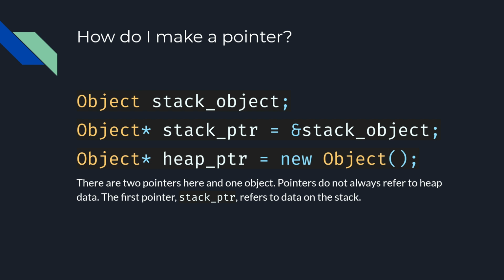So if I create a regular object on the stack here called stack object, I can create a pointer to that stack object by using the address-of operator, which we can see there. That creates a stack pointer. I could also create a heap pointer using the new operator, which you've seen before, I hope. So the important thing to note here is that pointers do not always refer to heap data. The first one refers to data on the stack.